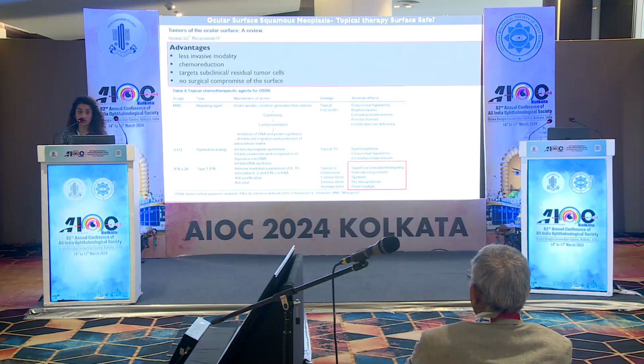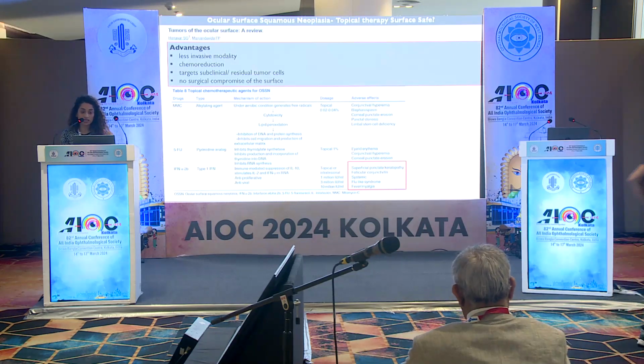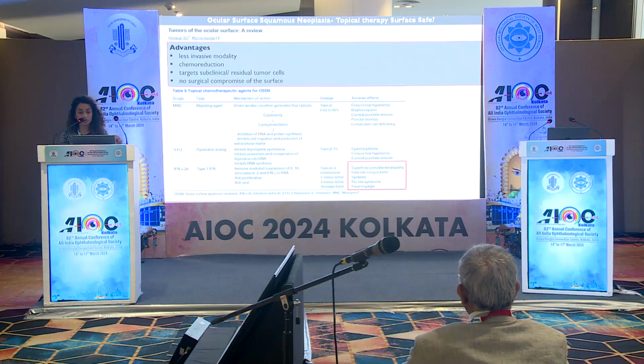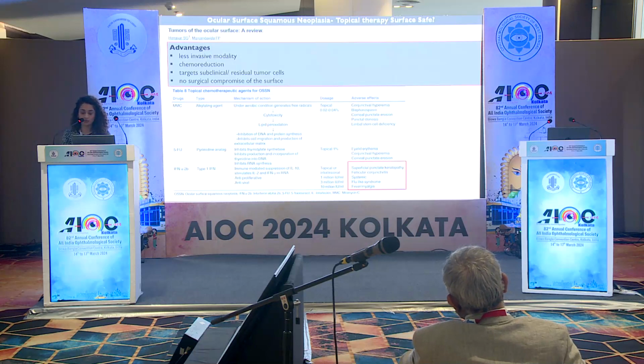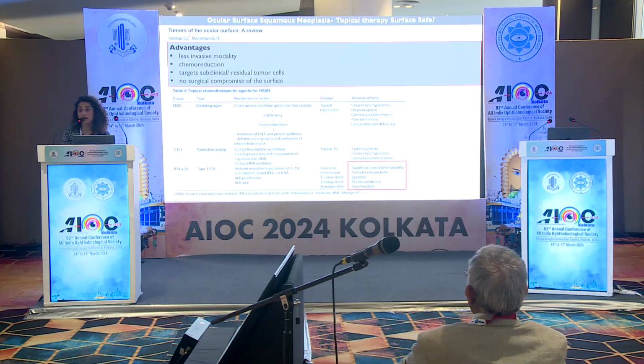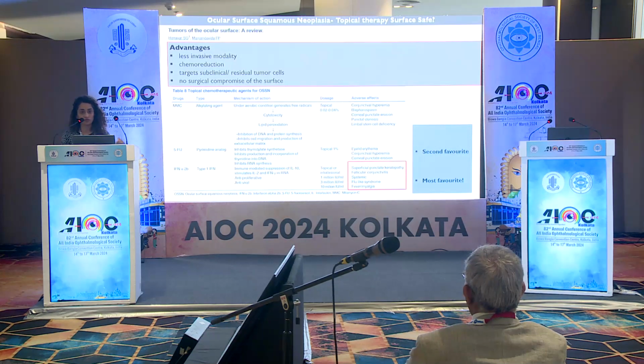So for the same reason, the advantages of topical chemotherapy are no surgical compromise of the surface and a less invasive modality. It causes chemoreduction, and it can also target subclinical and residual tumor cells. Now, if you ask me what is my favorite topical chemotherapeutic agent or immunotherapy, I wouldn't shy away from telling you my most favorite is interferon because of the less surface toxicity. My second favorite would be 5-FU. MMC in my practice, I actually don't use anymore because of the surface toxicity.